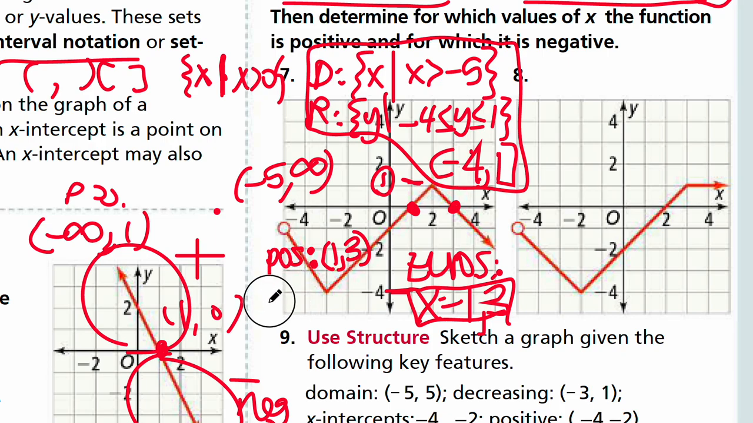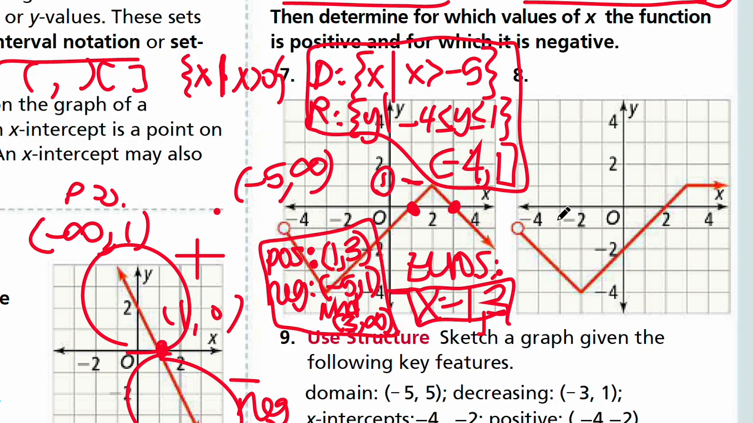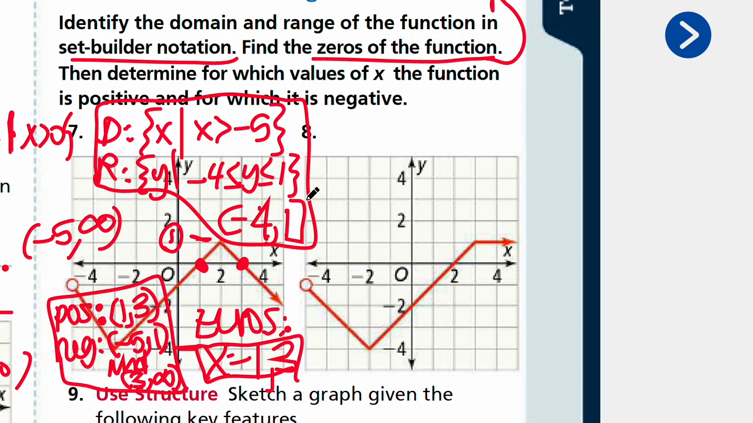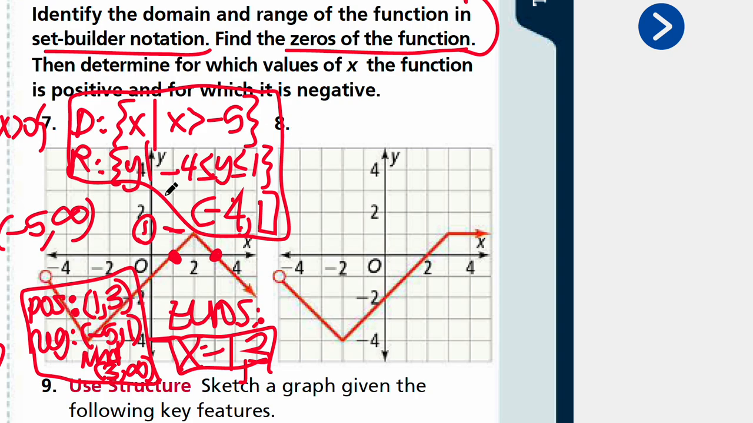And then your function is negative when it's from -5 until 1 and 3 to positive infinity. Okay, so you can write the interval like that. Okay, it looks like a mess, but if you follow through my explanation, you should know what they all mean. Okay, let's look at number 8.